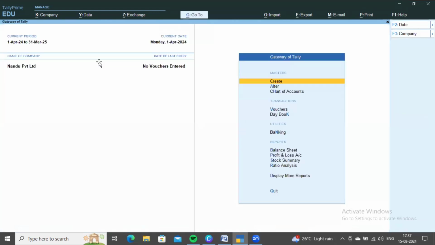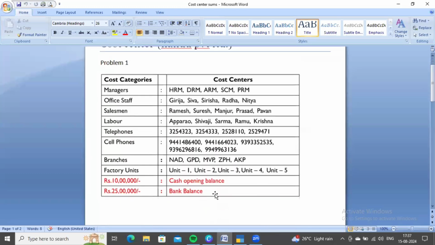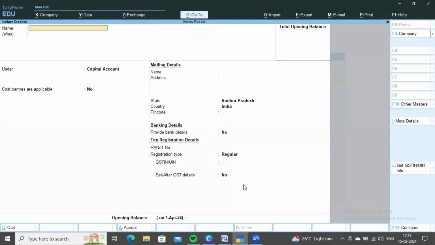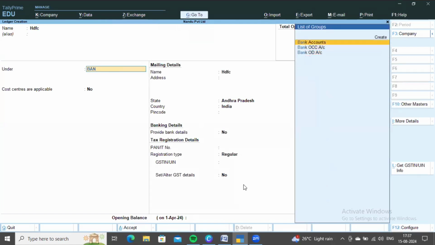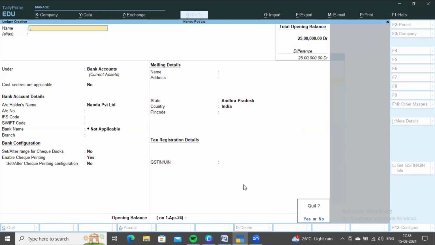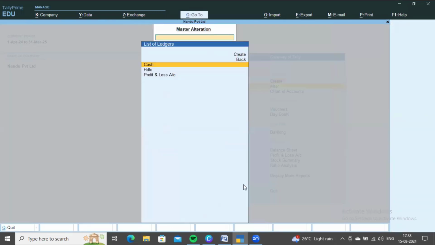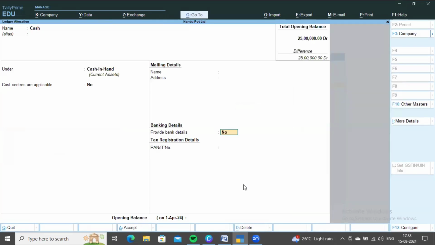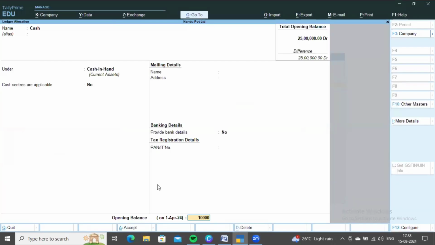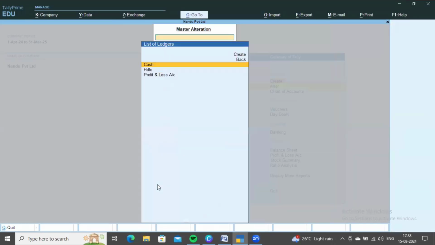Then come back, and there is an opening balance for cash and bank balance also, right? Go to create a bank account. Take HDFC Bank, which comes under bank account, and the opening balance is 25 lakhs. Next, go to alter ledger, go to cash, and give the opening balance: 10 lakhs. That's it.